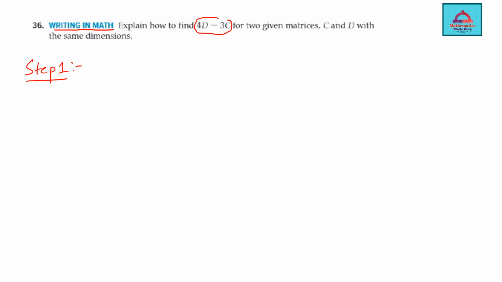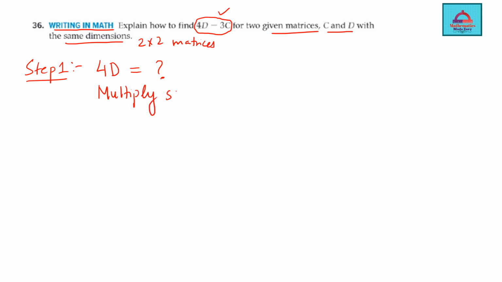So 4D minus 3C. Two matrices are given to you, C and D, with the same dimension. For example, they are 2 cross 2 matrices. Then you need to find this. So what is step 1? Step 1 would be you find 4D. What is 4D? It means you will multiply scalar 4 with matrix D. So that's what you write in math.